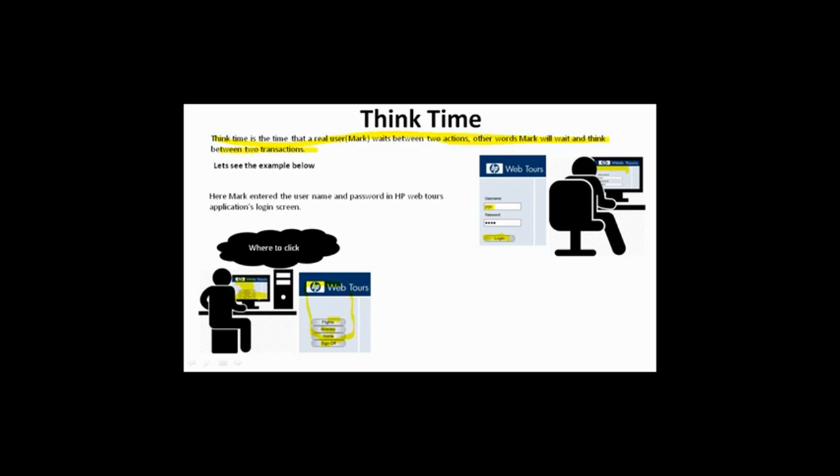There are various options. Now Mark is thinking. What is he thinking? Where should I click now? After he clicked on the login button, it took a little bit of time to display this page. Once this page is displayed, Mark is thinking where to click. Finally, Mark has decided that he has to click on the flights button so as to book the flights. So he will move the mouse and click on flights.